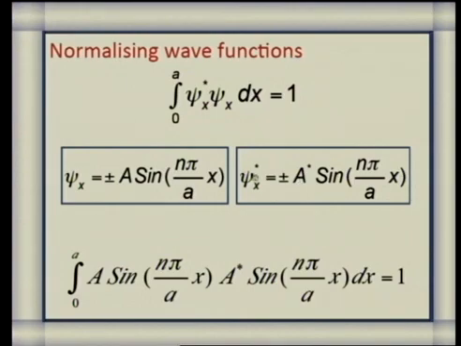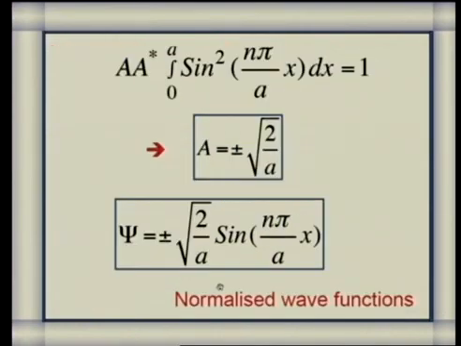When I put that together, I get the integral from 0 to A of sine, and when I substitute and simplify, I get A times A star, integral from 0 to A of sine squared, and so on. This expression equals 1. When I solve it using simple trigonometry and integration, I find that this A, the constant prefix of the wave function A sine(n pi x by A), must be equal to the square root of 2 by A.